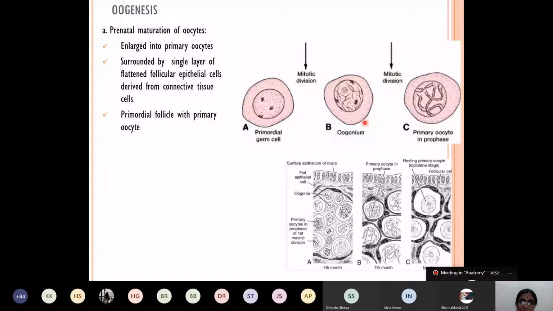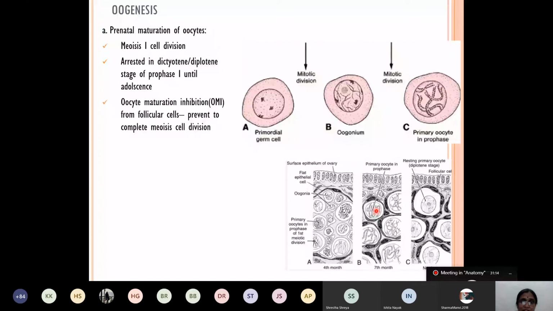Then first it is lined by flattened stromal cells forming primordial follicle. Primordial follicle converts into primary follicle. Primary follicle converts into secondary follicle. Secondary follicle converts into mature and Graafian follicle. During this event, what is happening? It is also undergoing meiotic first cell division. And before birth, my dear student, as it undergoes the meiotic cell division, it gets arrested in the diplotene stage of the prophase first until adolescence.